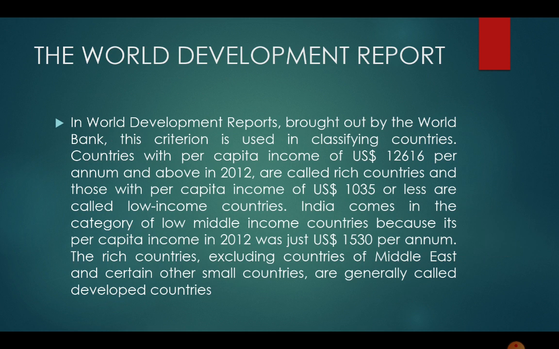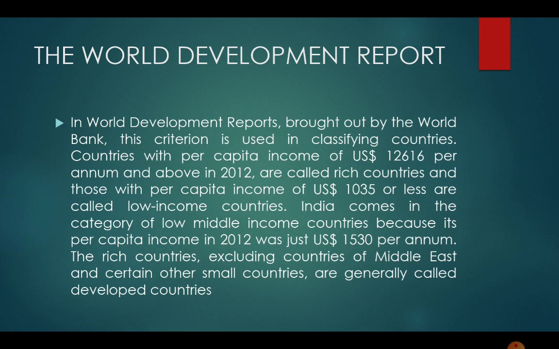The World Development Report. Now what is it? In the World Development Reports brought out by the World Bank, this criterion is used in classifying countries. So we classify countries by the World Bank, their World Development Report. Countries with a per capita income of US dollar 12,616 per annum and above in 2012, as I have the data of 2012, are called rich countries. These digits may differ in different books. So the per capita income should be US dollar 12,616 or above, then those countries are rich countries.